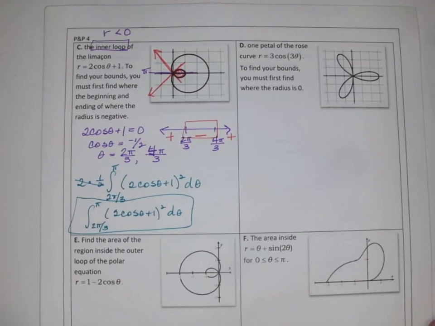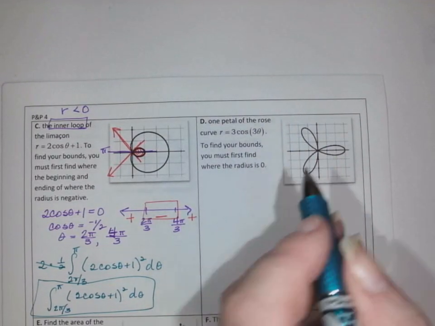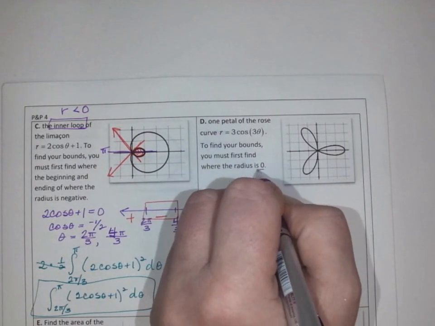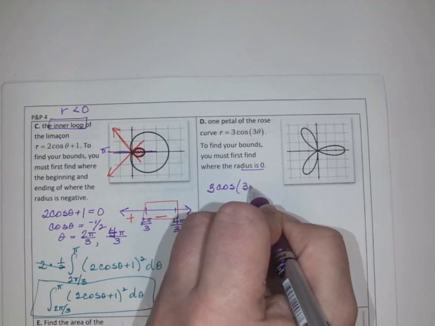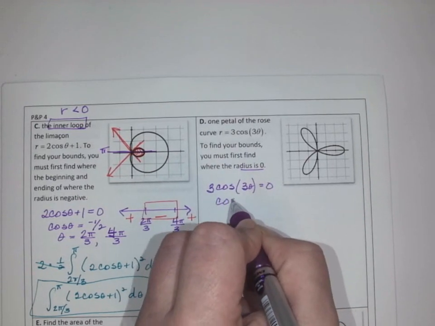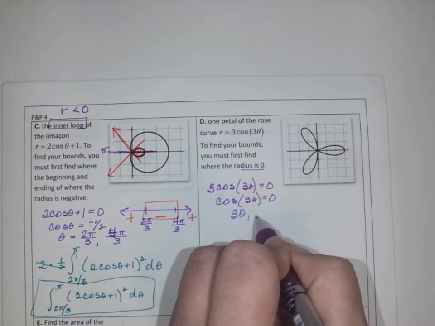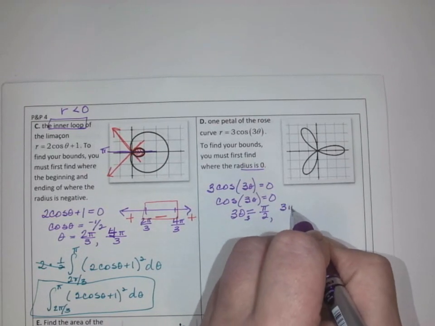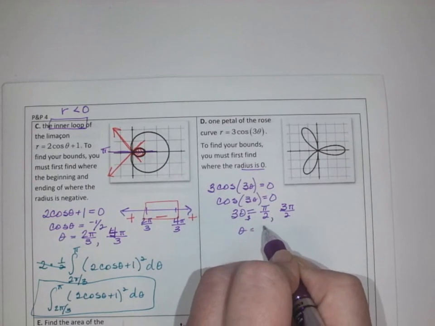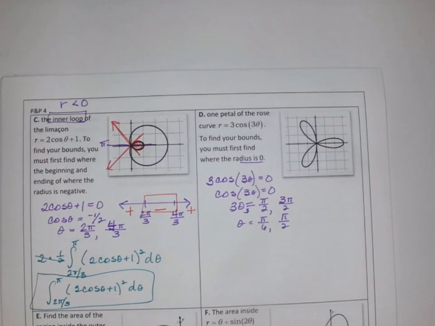All right, next one, it says find the area of one petal of the rose curve r equals 3 cosine 3 theta. So we want to find the area of one petal. Remember, we've got to find where the radius is equal to 0 first. So 3 cosine of 3 theta is equal to 0. Cosine of 3 theta is equal to 0. 3 theta is equal to pi over 2 and 3 pi over 2. And so theta is equal to pi over 6 and pi over 2. So those are going to be our bounds.